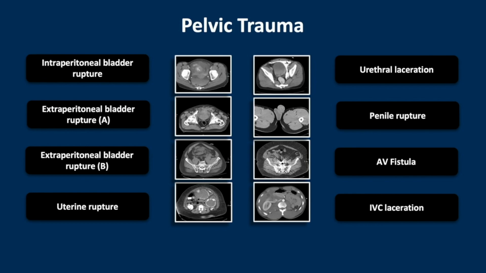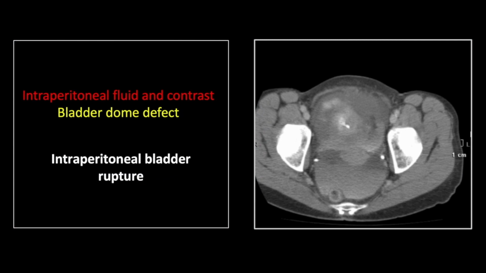Our topic for this session is pelvic trauma. Our first case is an intraperitoneal bladder rupture. There is a large amount of intraperitoneal fluid with obvious layering density, which in this case is contrast. The patient has received intravesical contrast, which is escaping here through this small defect in the bladder dome.